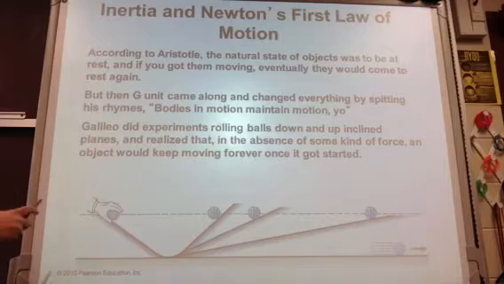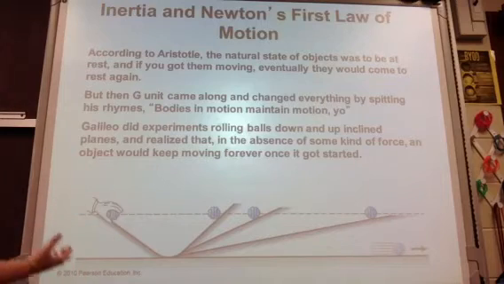Okay, so in terms of Newton's first law, and then also thinking about the term inertia, before we even get to Newton, a long time ago, Aristotle believed that the natural state of objects was to be at rest. And if you got them moving, eventually they would stop again. They would come to rest again. So Aristotle believed that every object has this natural tendency to be at rest. We would prefer to be in equilibrium. We would prefer to be at rest. We don't want to be moving at all.